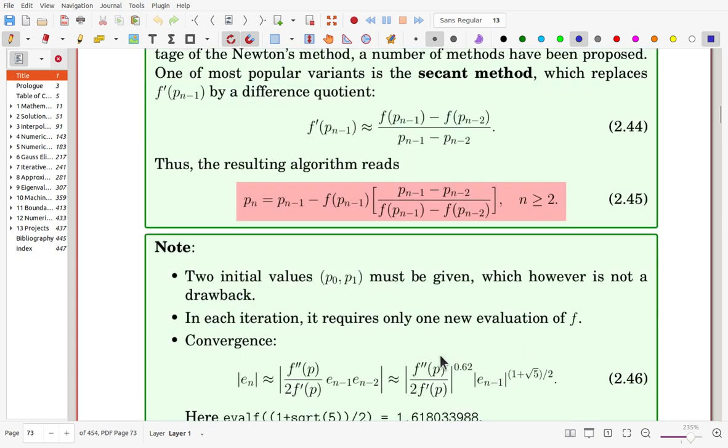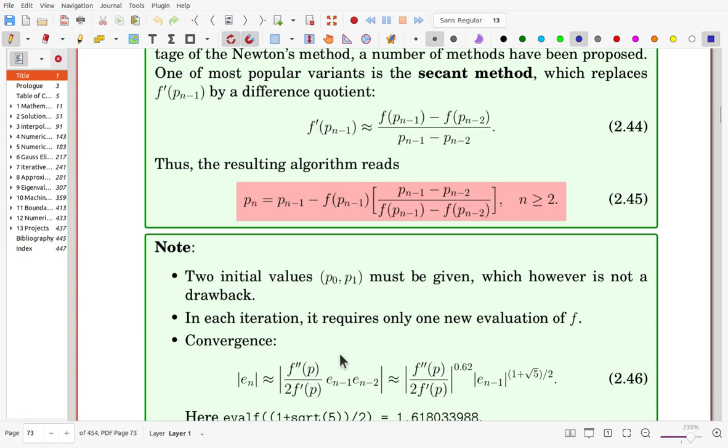But this requirement is not a drawback. Finding an accurate p0 may be difficult. However, getting another initial value p1 is not so difficult. For example, after getting p0, you may perturb it to get p1. That's it, quite simple.